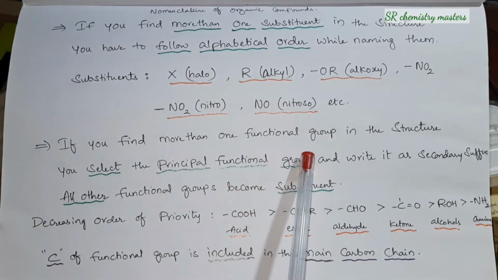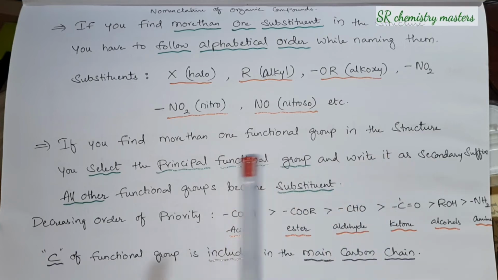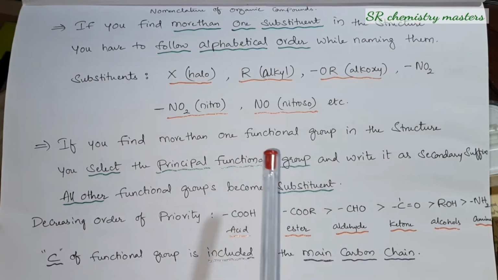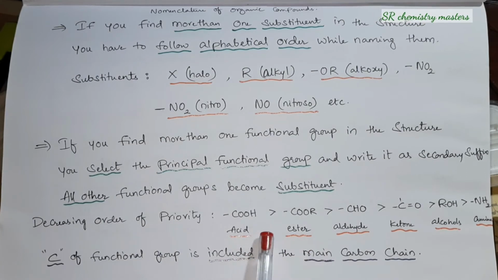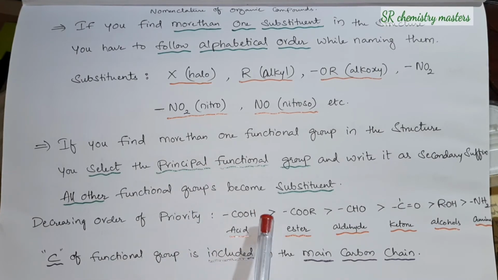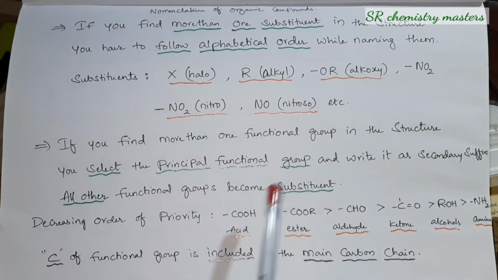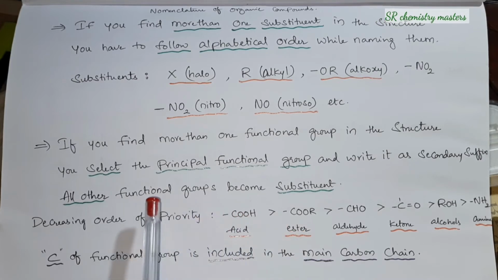If you find more than one functional group in the structure, you select the principal functional group and write it as the secondary suffix. All other functional groups become substituents. For example, suppose in an organic compound you have an acid group and an ester group. You should consider the acid group as the principal functional group, and you are going to add "oic acid" as the secondary suffix. For the remaining ones, if an ester is present in the compound, you are going to take the ester as the other functional group and it becomes a substituent.